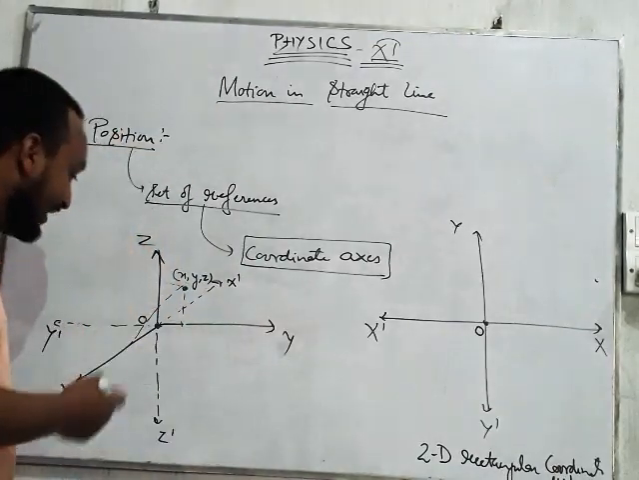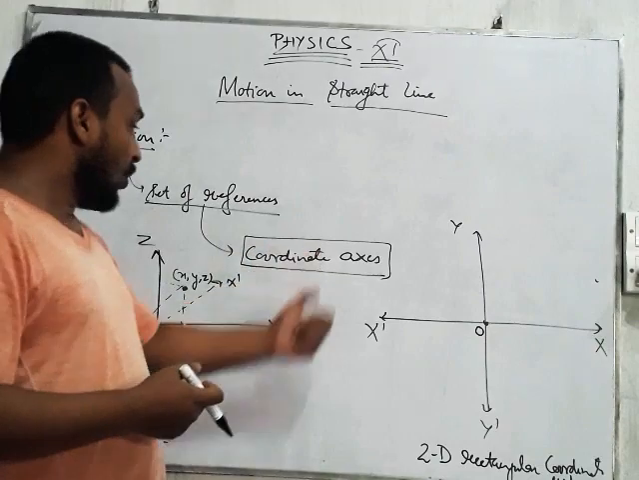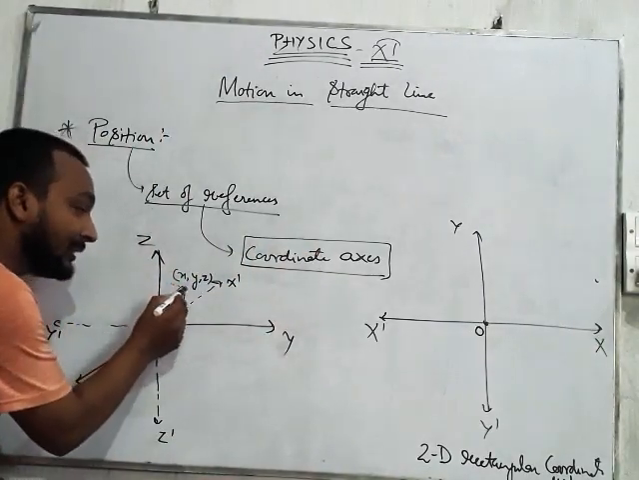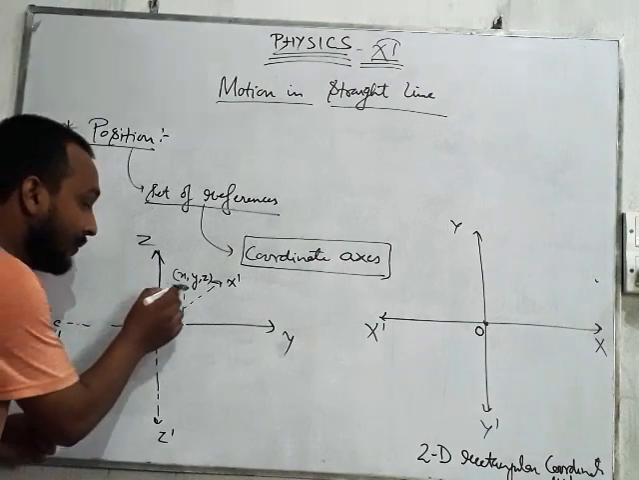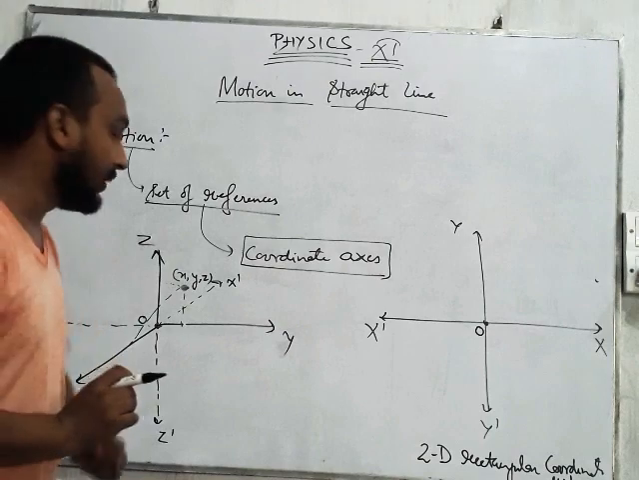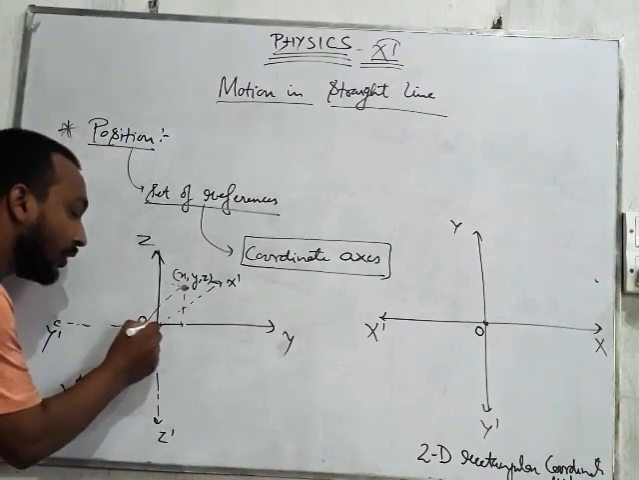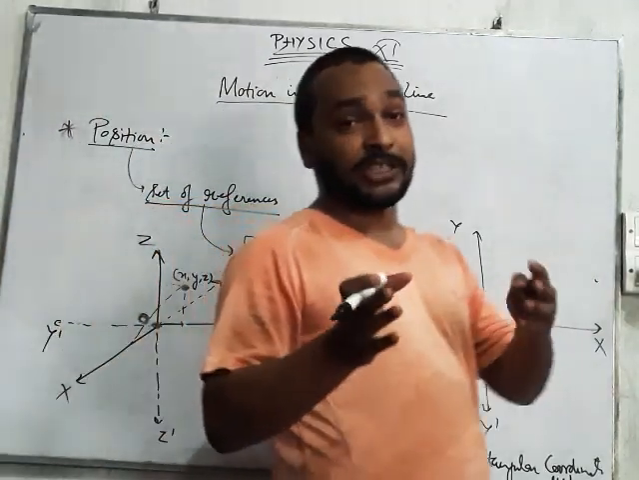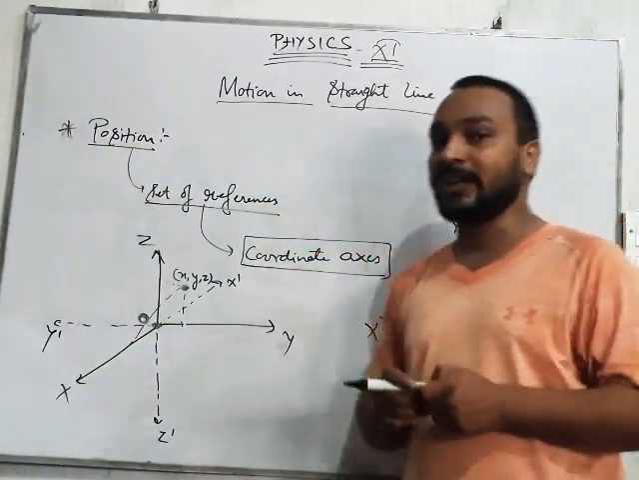Let us concentrate here. See, coordinate axis, and here this is the point. Now, to define the position of the particle, we need one reference point. That reference point can be the origin, with reference to origin. Now, I am giving one example. Why is a reference point necessary?